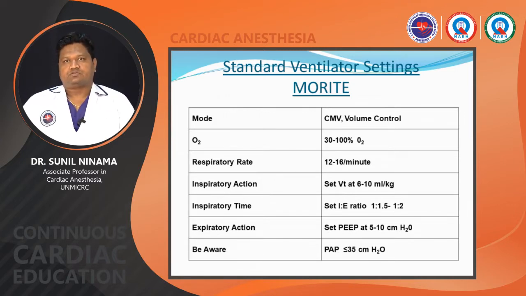Inspiratory actions, you set the tidal volume around 6 to 10 ml per kg. Inspiratory time, you have to set the I:E ratio 1:1.5 or 1:2. And expiratory action, you have to set the PEEP around 5 to 10. 5 PEEP is normal. Be aware, the positive airway pressures should not be more than 35 centimeters of H2O.